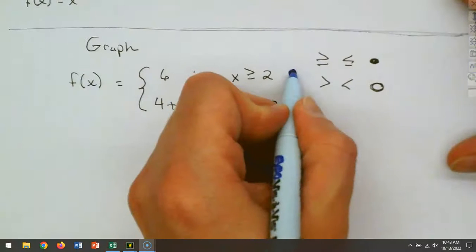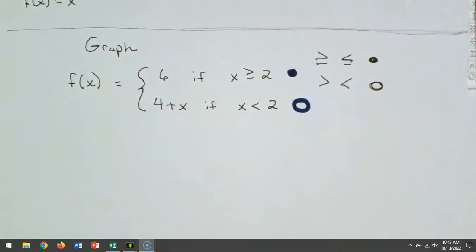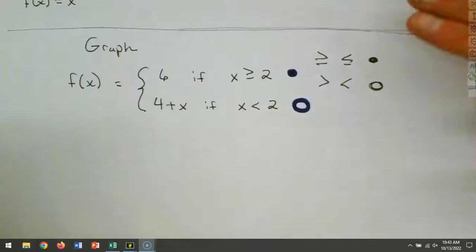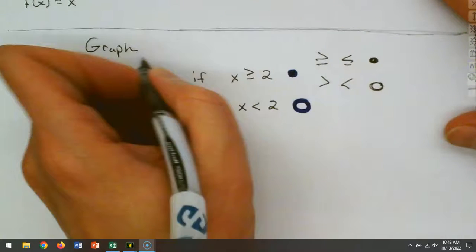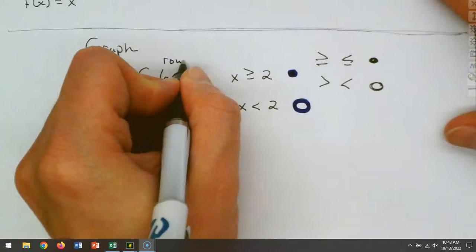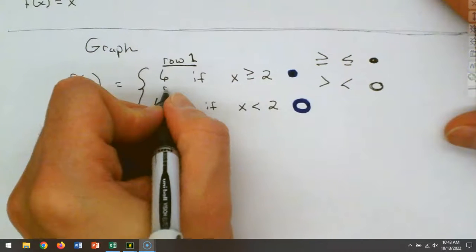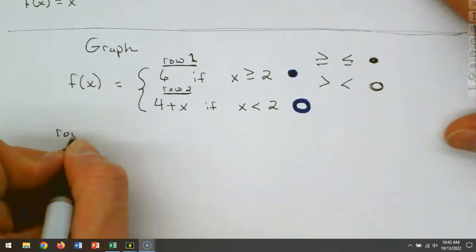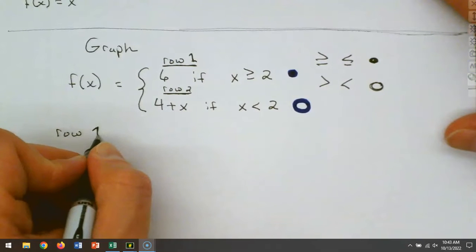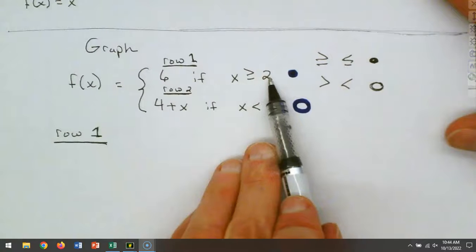And so the first one, we're going to use a closed circle. The other one gets an open circle. Now what we do is we pick two numbers in each row. And this is going to be row 1. And this one's row number 2. Okay, so first thing we always do is we always plug our value in.